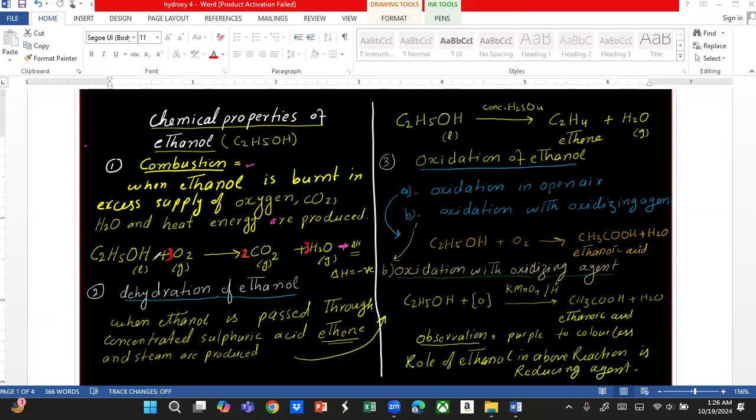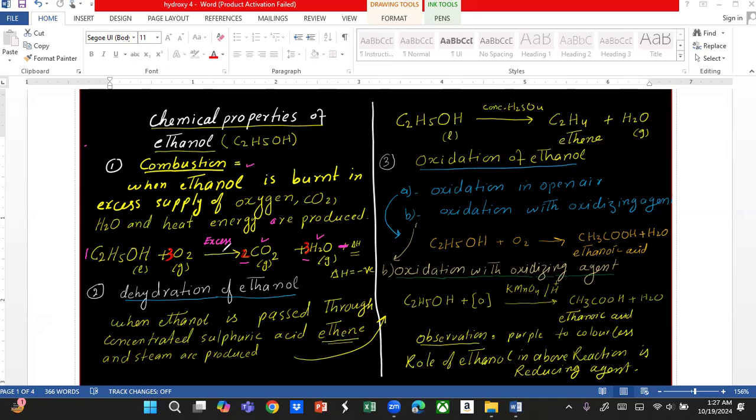C2H5OH, which is ethanol, when it reacts with excess oxygen, we have to write here excess oxygen or air. So when ethanol is burned in excess air, what will be produced? Carbon dioxide and steam will be produced. So when 1 mole of ethanol is burned, it produces 2 moles of carbon dioxide and 3 moles of steam. Hope you understand. You can balance it. The combustion reaction can be asked for balancing in organic chemistry.